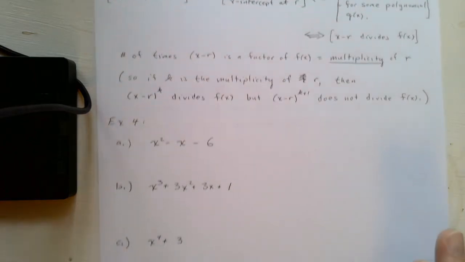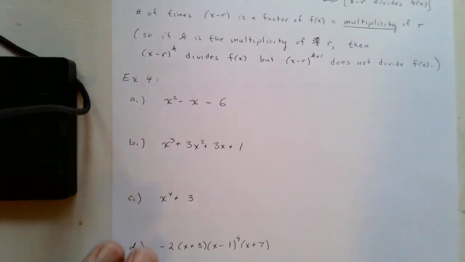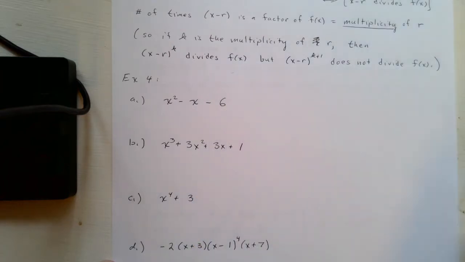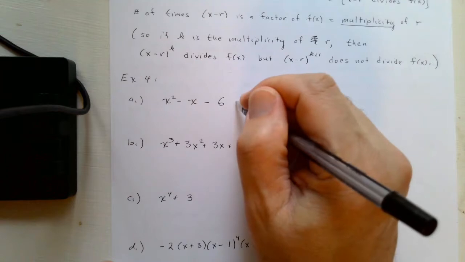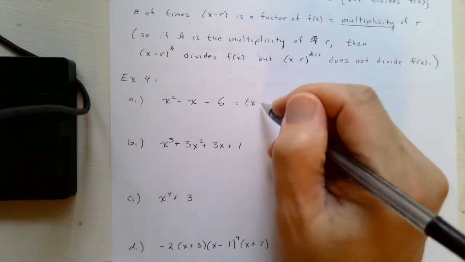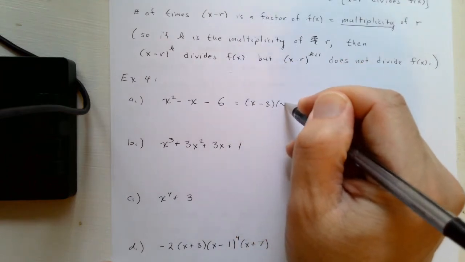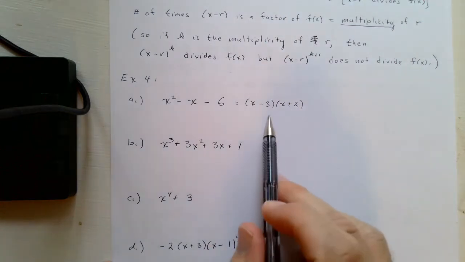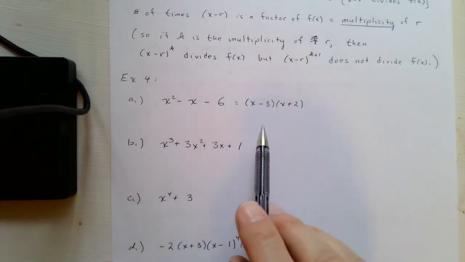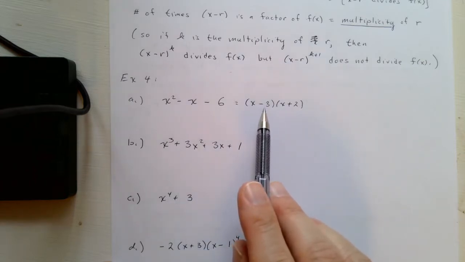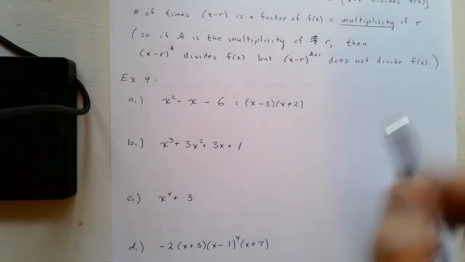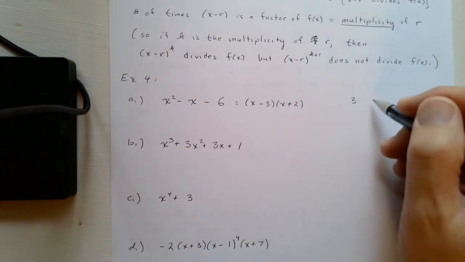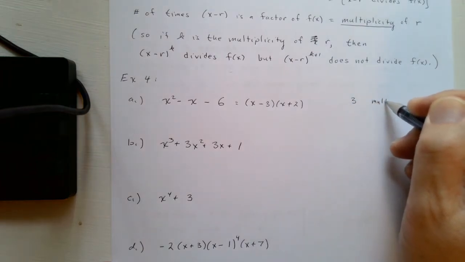So let's look at some examples here. In all these examples, we're going to find the zeros and their multiplicities. Part A: x squared minus x minus 6. This factors as x minus 3 times x plus 2. If you FOIL this out, you should get this. We see x minus 3 is a factor, so that means 3 is a 0. And because x minus 3 only occurs once, 3 has multiplicity equals 1.